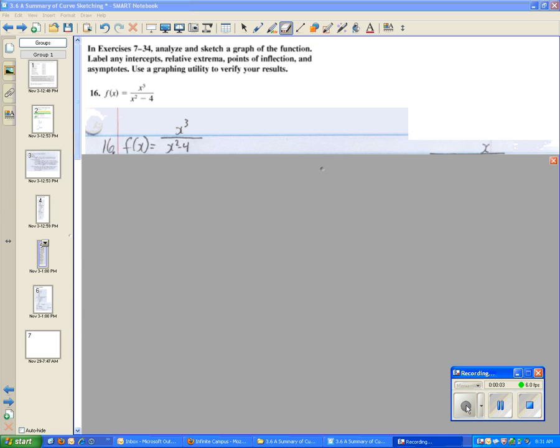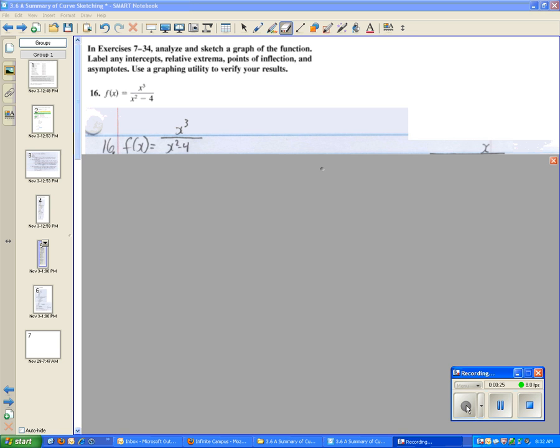All right, number 16 on page 215. We're supposed to do everything we possibly can. Analyze and sketch a graph of the function, label intercepts, relative extrema, points of inflection, asymptotes, and then check it on a calculator if you want to. So this is where we do everything. All right, so you take a look at that.